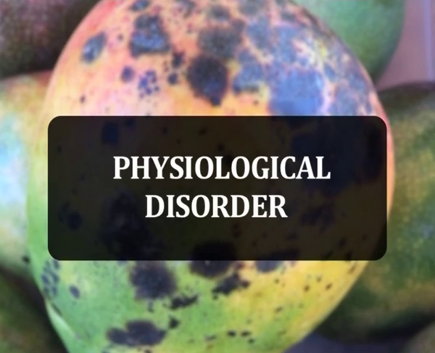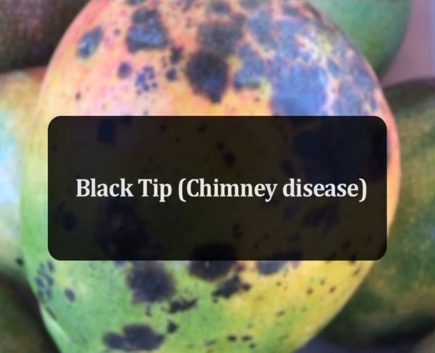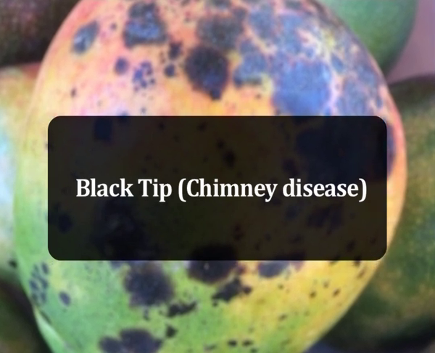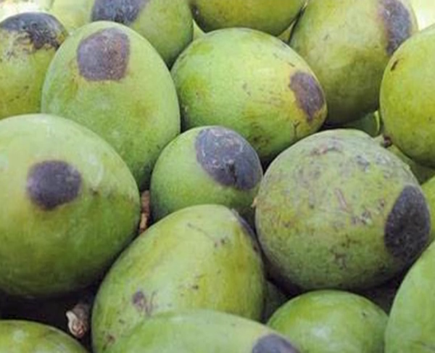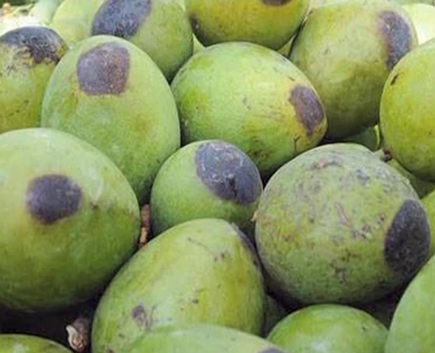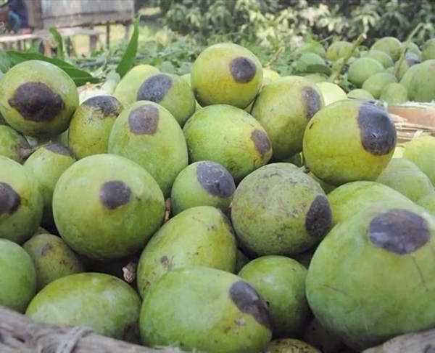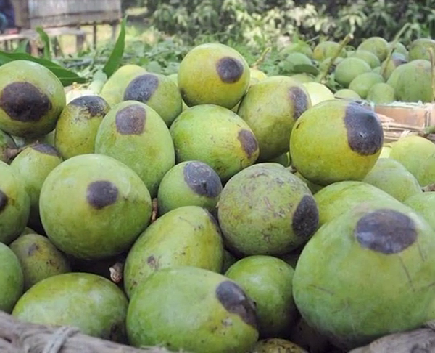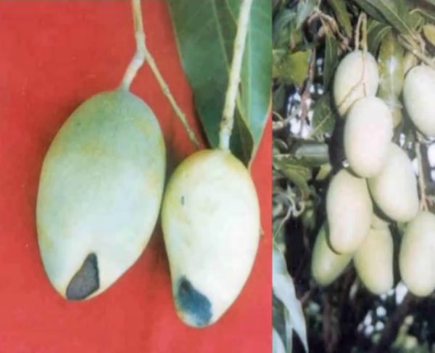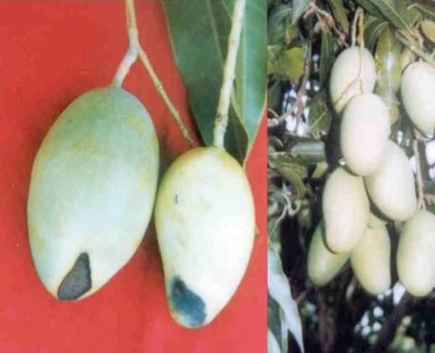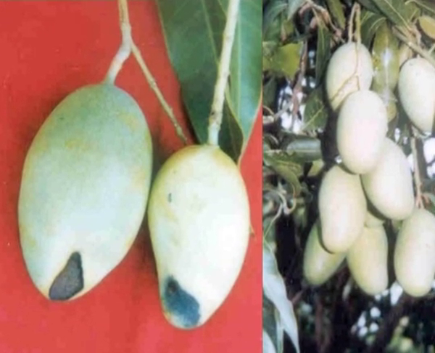Next is the physiological disorder, that is black tip. It is also called as the chimney disease. Symptoms of the disease. Symptoms become visible when the mango fruits attain some size. Small etiolated area develops near the distal end of the fruit, which gradually spreads, turns nearly black, and covers the tip of the fruit completely. The black area remains hard and the growth of the fruit is checked.